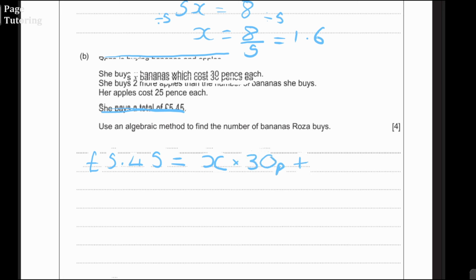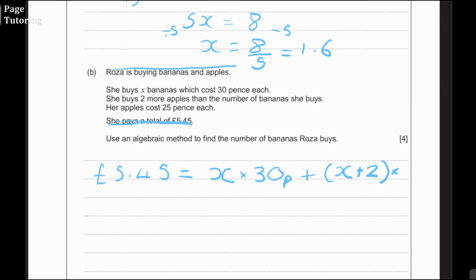Plus, how many apples is she going to get? She buys 2 more apples than the number of bananas she buys. So we bought x bananas, and she's buying x plus 2 apples, and that would be times the cost of the apple, which is 25 pence. I've put that in brackets so I know it's the number of bananas plus 2, and we do that calculation first before we multiply by 25p. We want the 2 and the x both times by 25p.